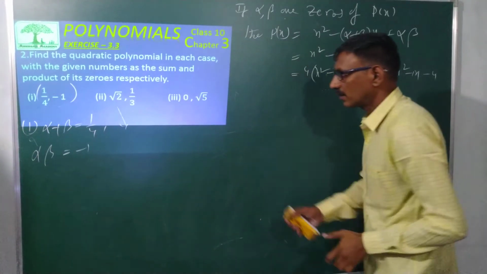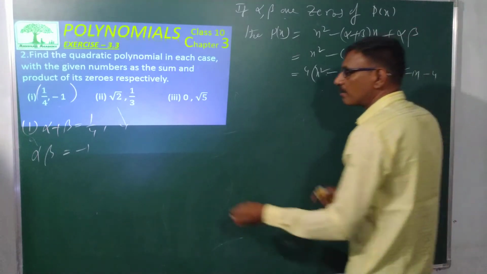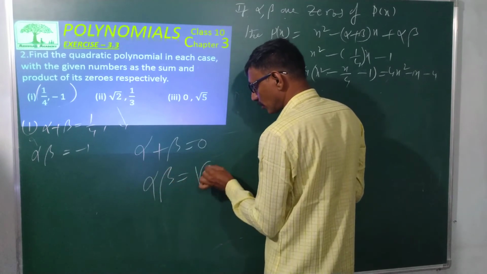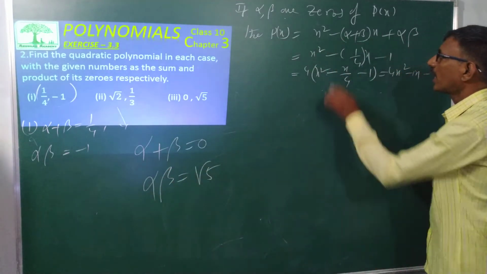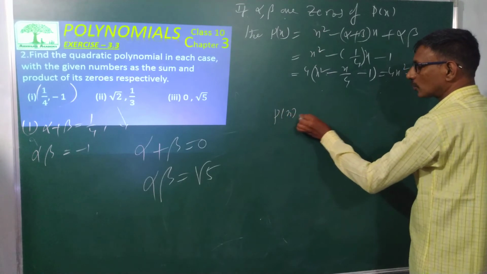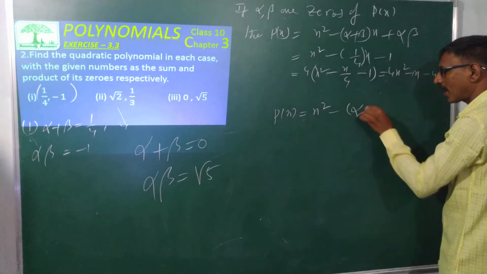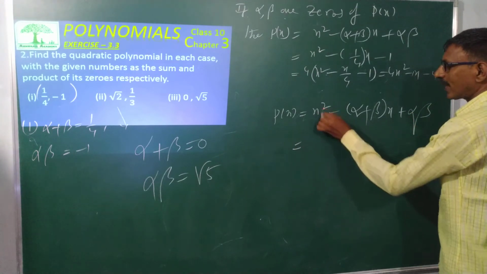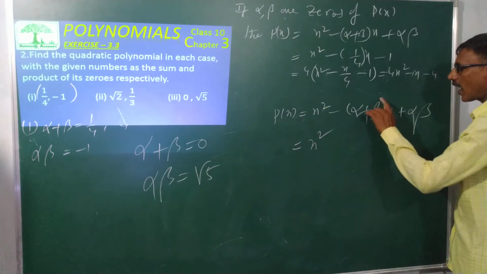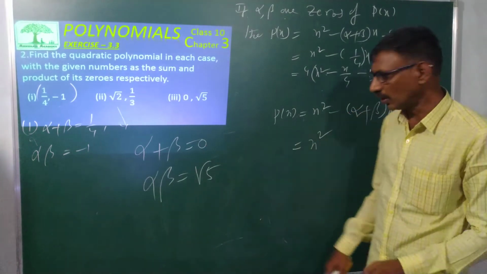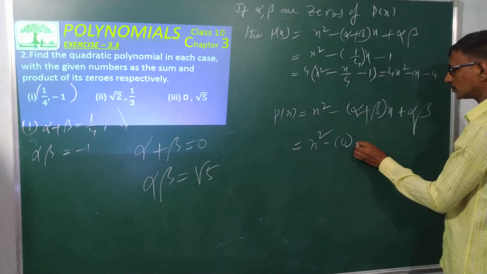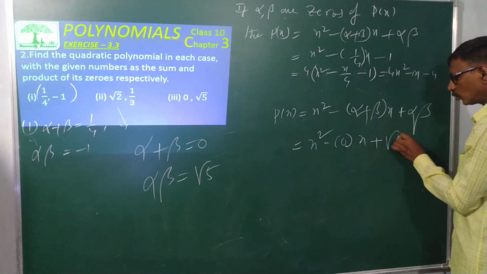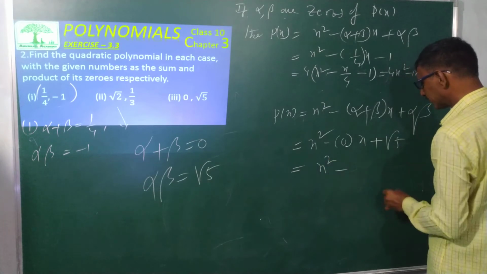This one now. See here, sum of zeros is equal to 0 and product of zeros is equal to root 5. I have a formula: p of x is equal to x square minus alpha plus beta into x plus alpha beta. So x square I would like to write as it is. Alpha plus beta is 0, minus 0 into x, plus alpha beta is nothing but root 5. This is equal to x square minus root 5.